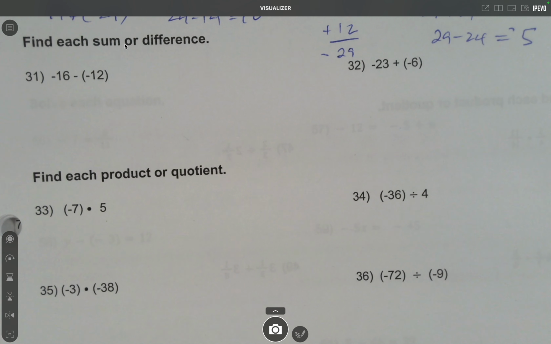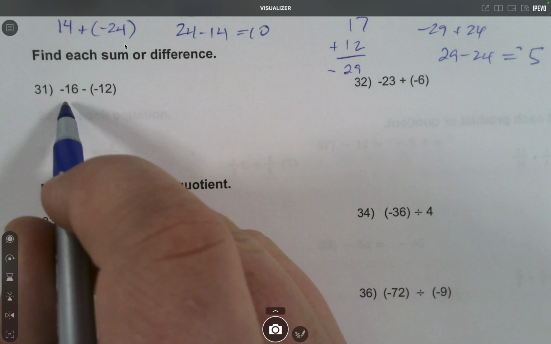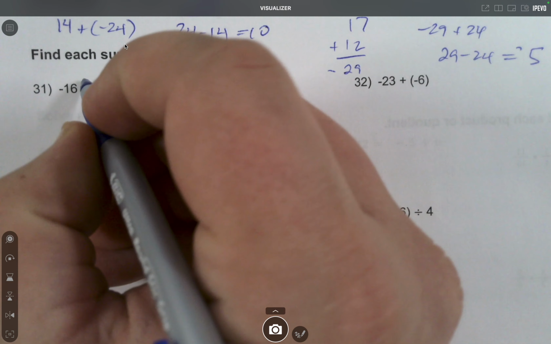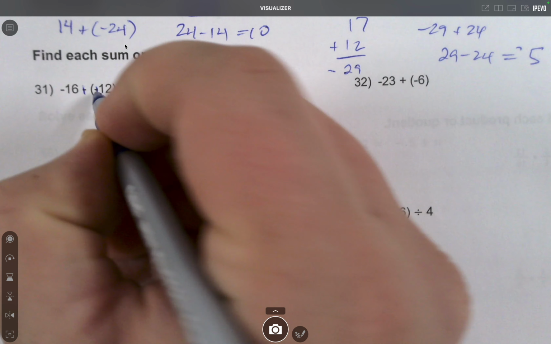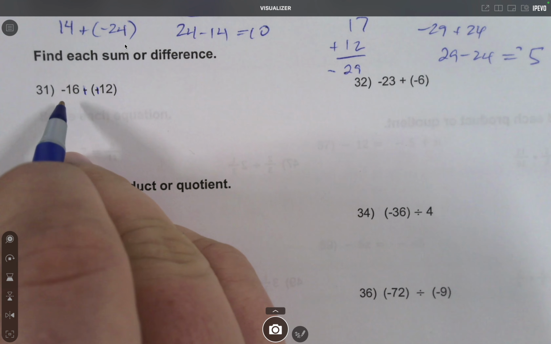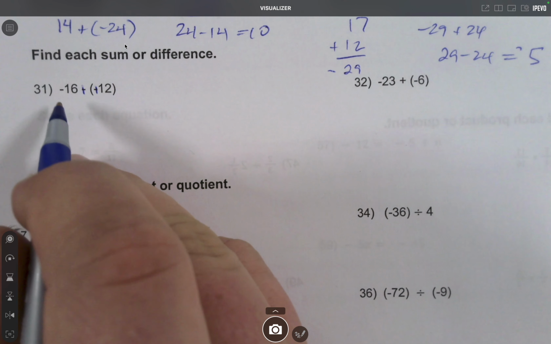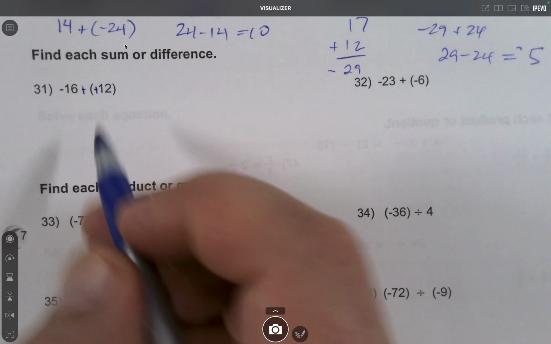All right, pre-algebra exam review, part 2. Find each sum or difference. Anytime you see minus a negative, change it to plus a positive. So you're adding numbers of two different signs together. That's negative 16 and a positive 12.